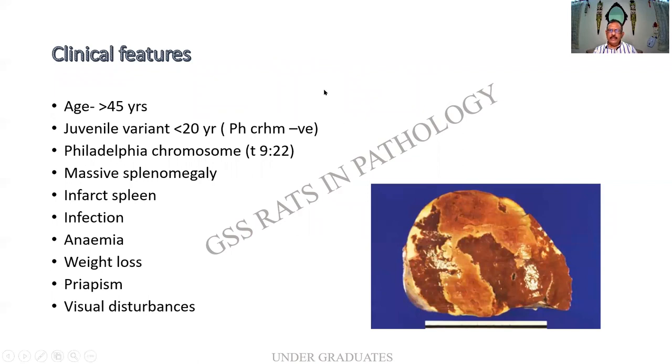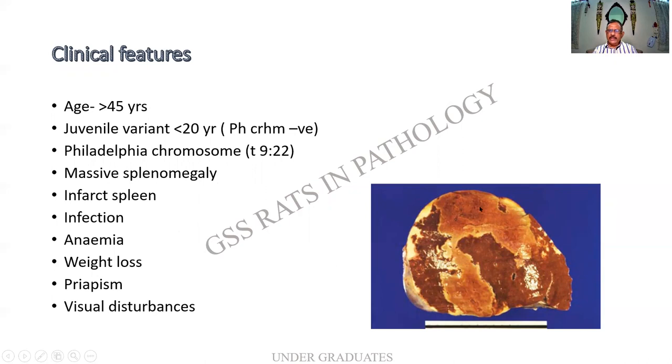What are the clinical features? Age. Please be careful. A young patient is unlikely to develop, though there is a variant called a juvenile variant. The patient is usually beyond the middle years. There can be chromosomal abnormality, translocation between 9 and 22. Massive splenomegaly, and there are 3 M's for it. M for myeloid leukemia, M for myelofibrosis, and M for malaria. Please remember three M's as differential diagnosis.